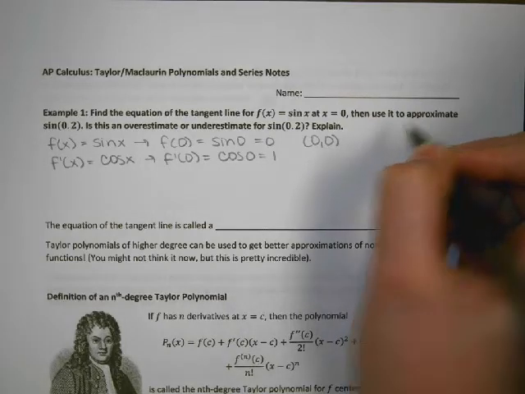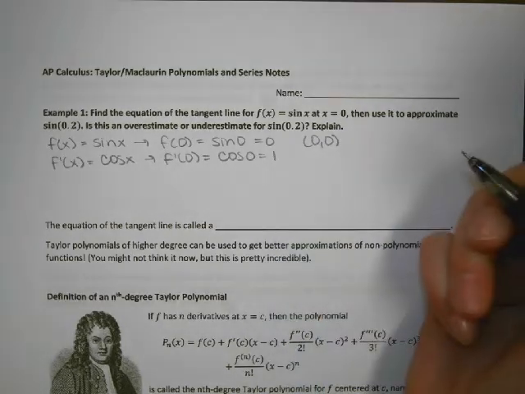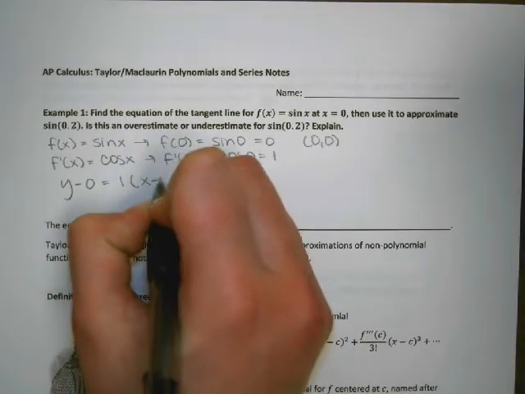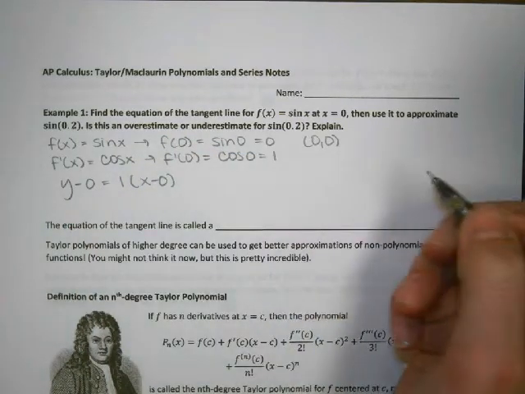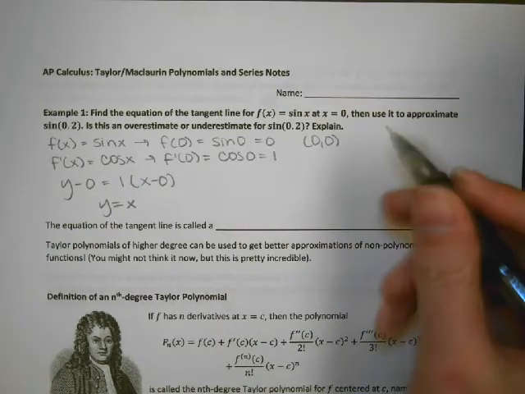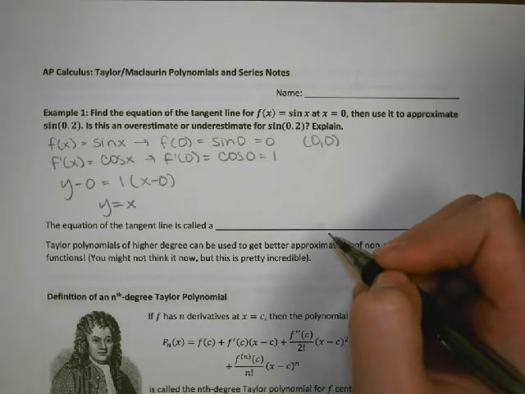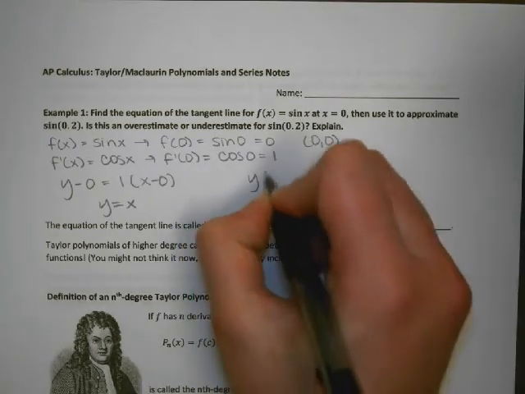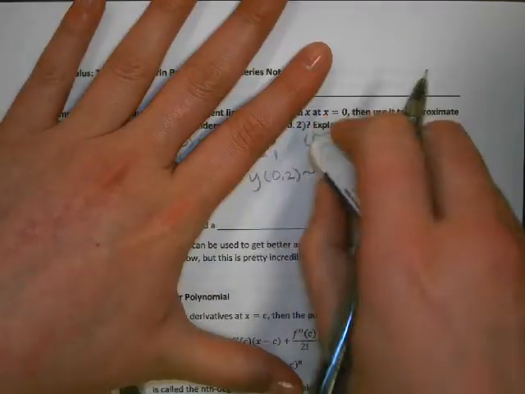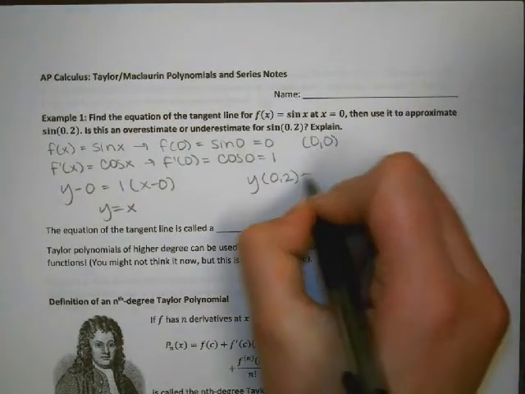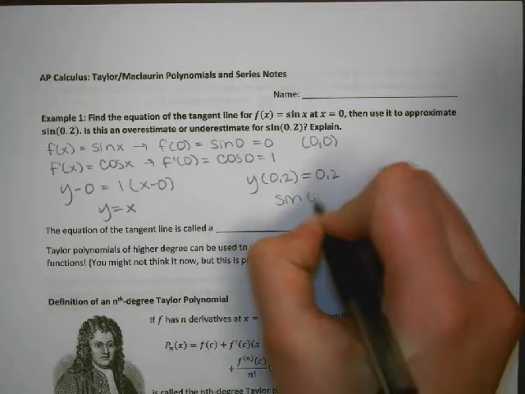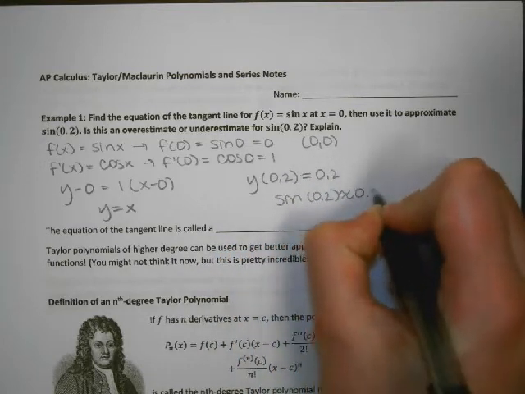It's my printer. So if we want to write the equation of the tangent line, we would say y minus 0 is 1 times x minus 0. We can simplify that and just say y equals x is the equation of the tangent line. If I want to use that tangent line to approximate sine of 0.2, I would say y of 0.2 equals x, so I plug in the 0.2. That means sine of 0.2 is approximately 0.2.